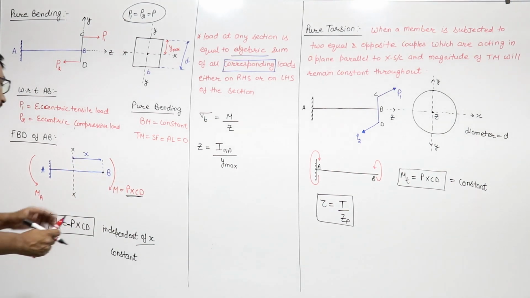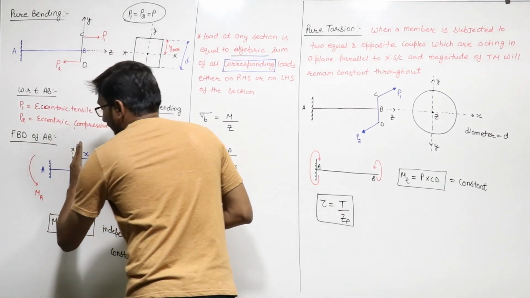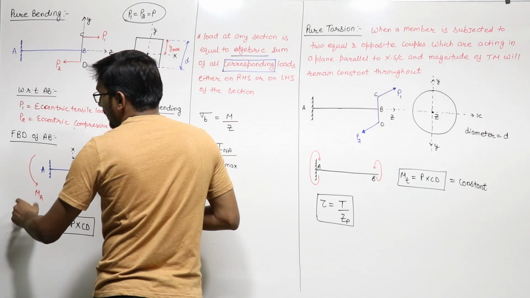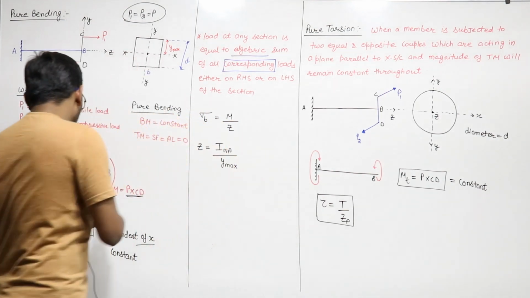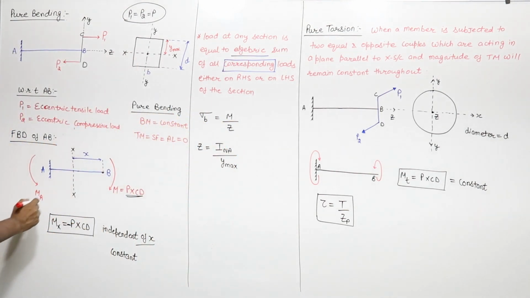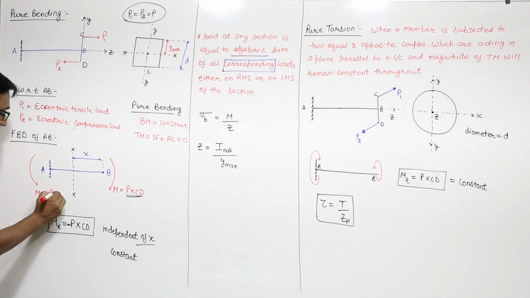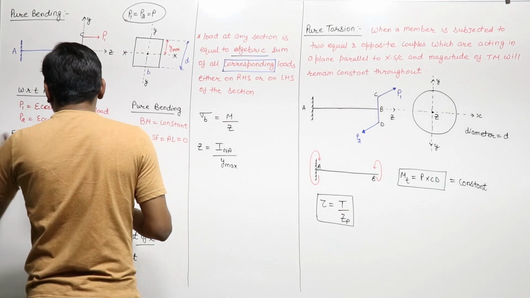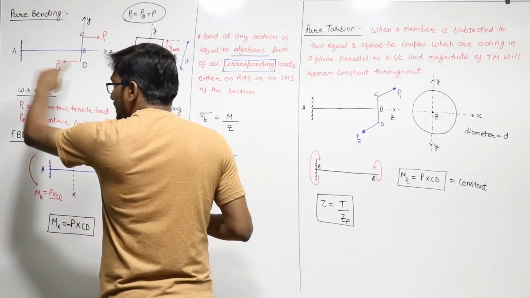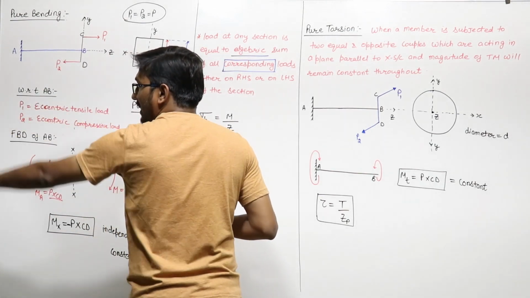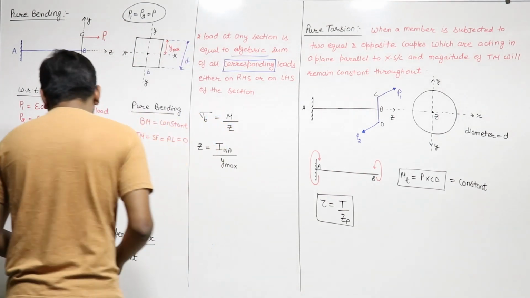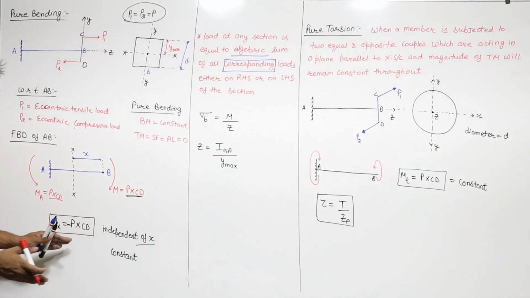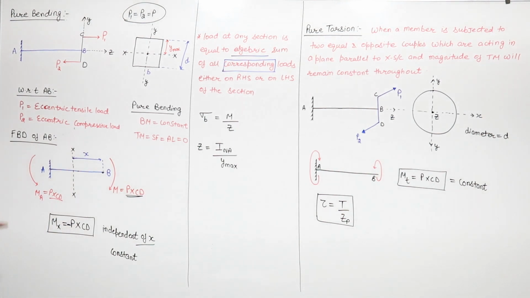Or if you take the section XX and look at the left hand side, then on the left hand side there is only one bending moment, that is MA, or the reaction, which is also equal to P into CD. But now on the left hand side, if the bending moment is in anti-clockwise direction, then it is negative. So the bending moment at section XX will be equal to minus P into CD.